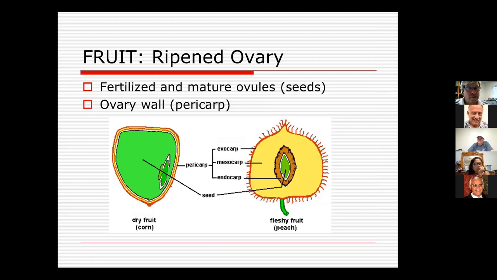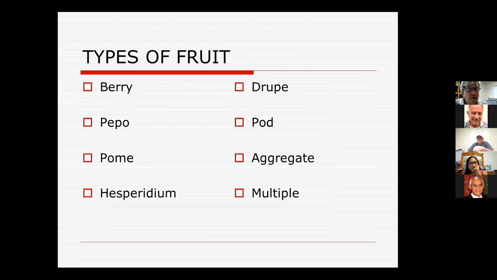You know, those are great terms if you're a botanist, but they're not necessarily what we need to remember as horticulturists. But realize you have those same layers, they're just really thin and compressed on a kernel of corn, because they're both ripened ovaries. Okay. So let's talk about a few types of fruit, some terms that are out there.